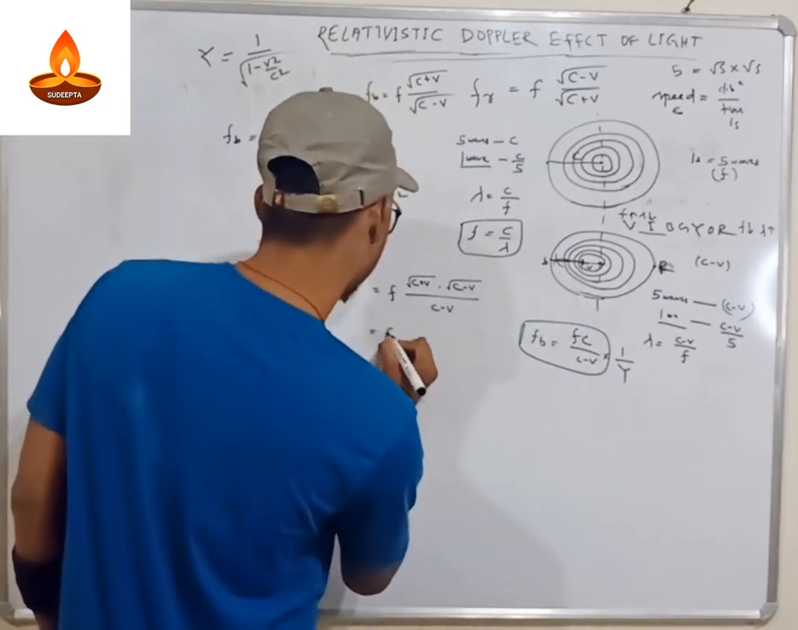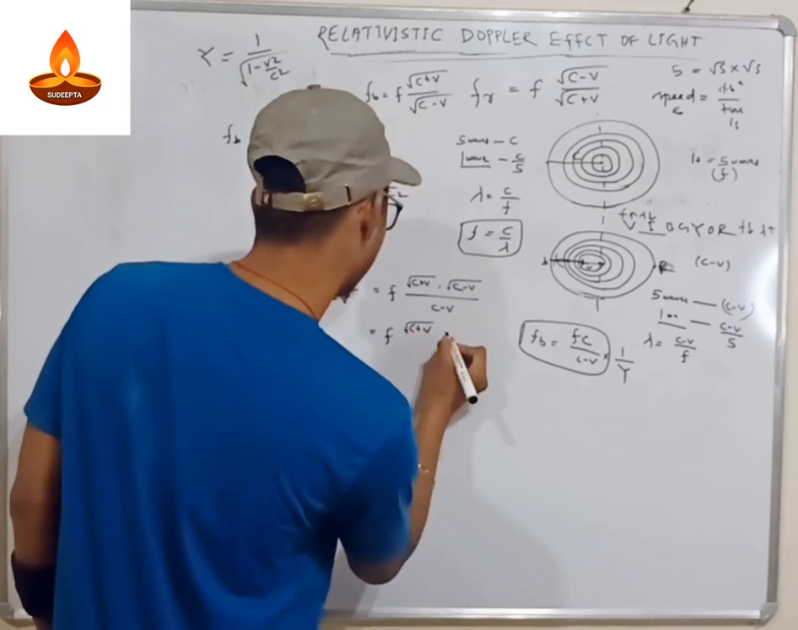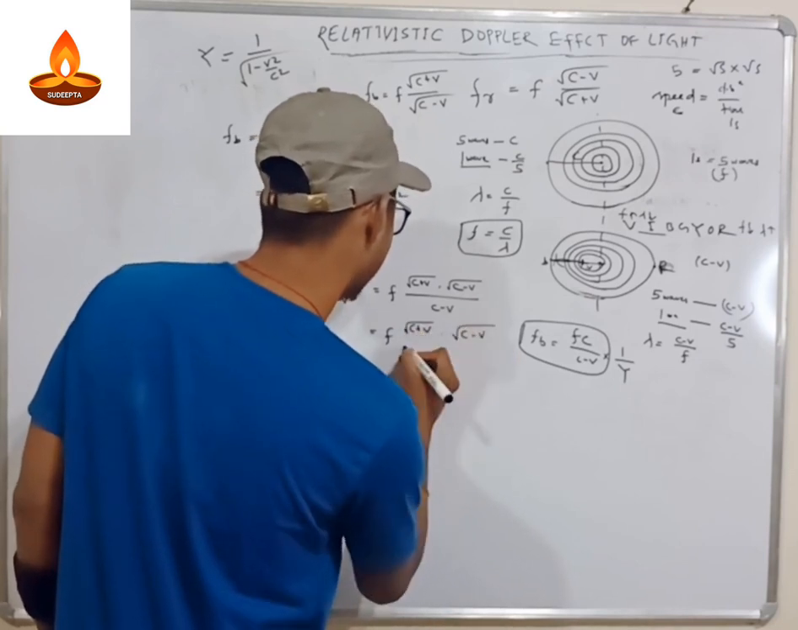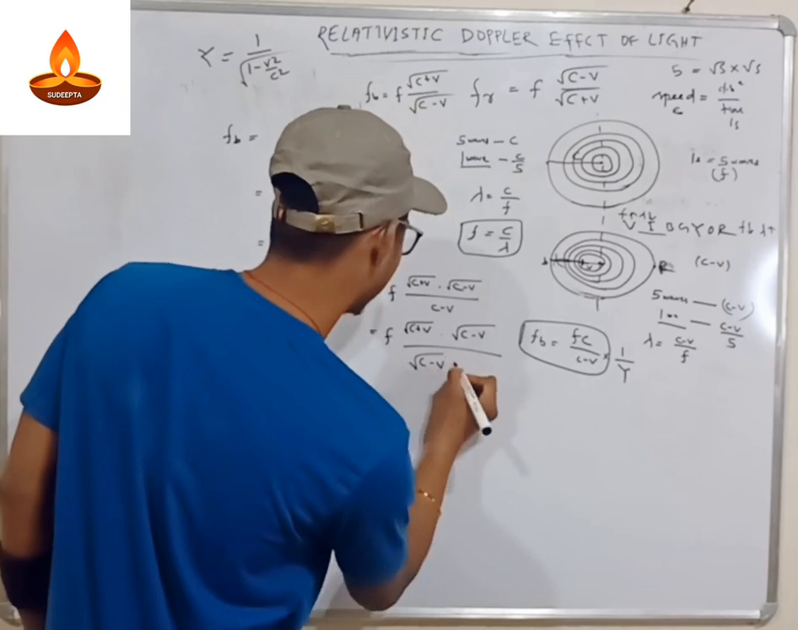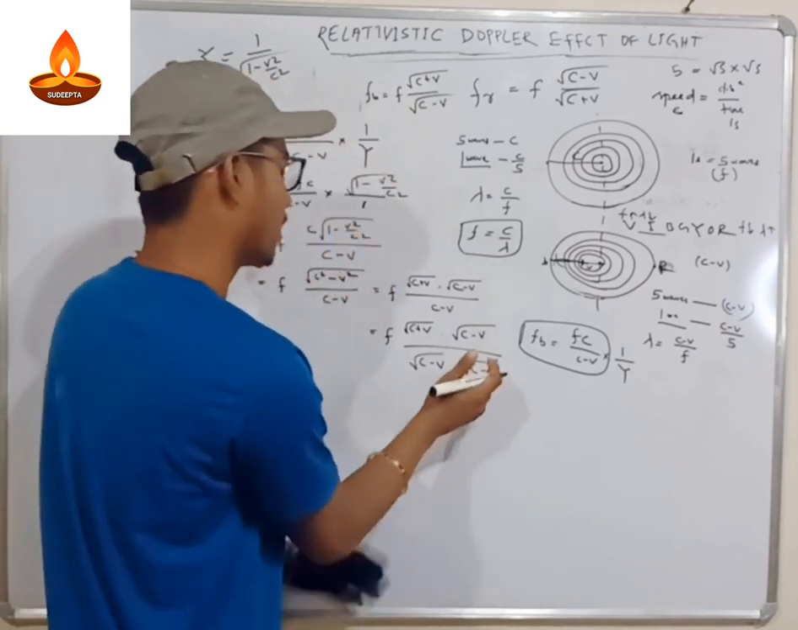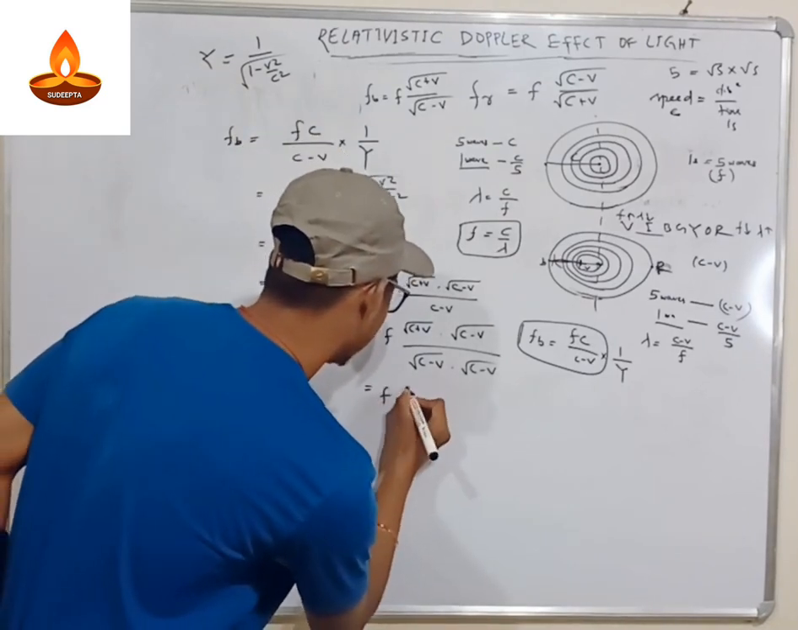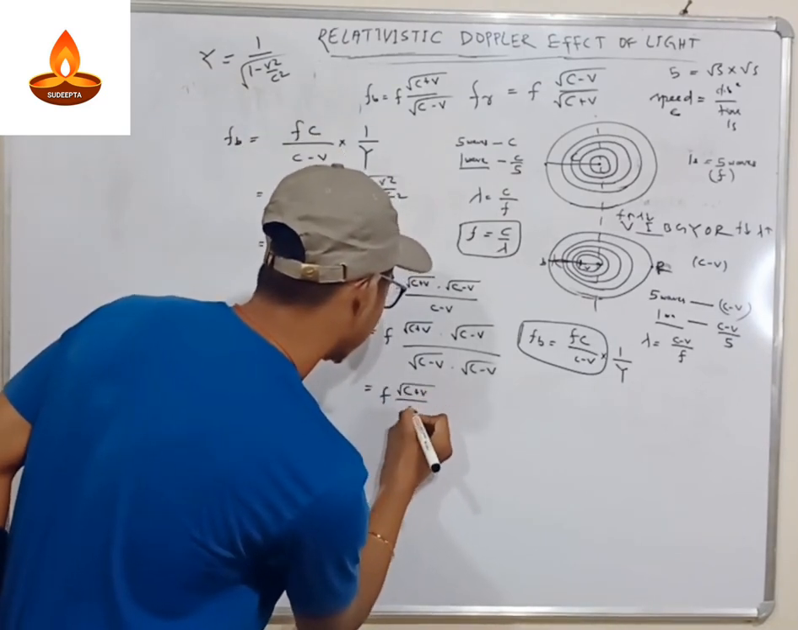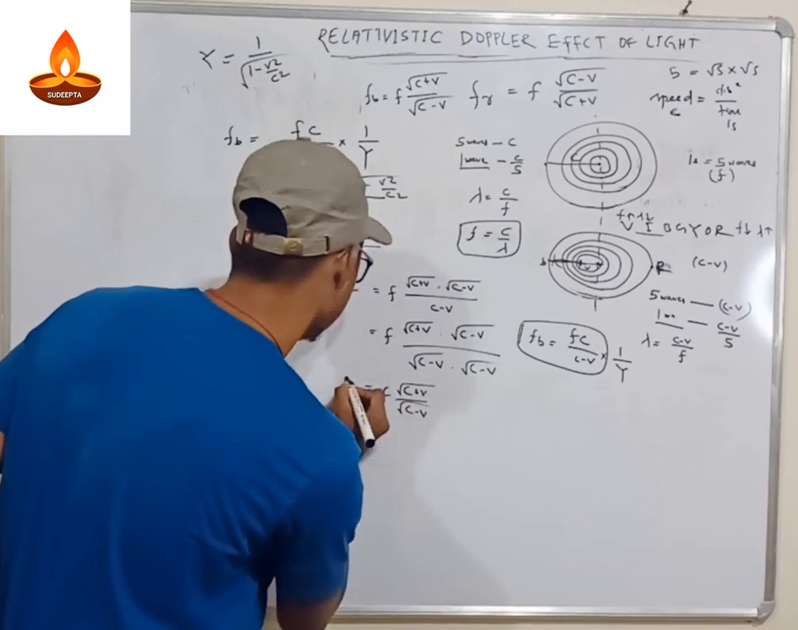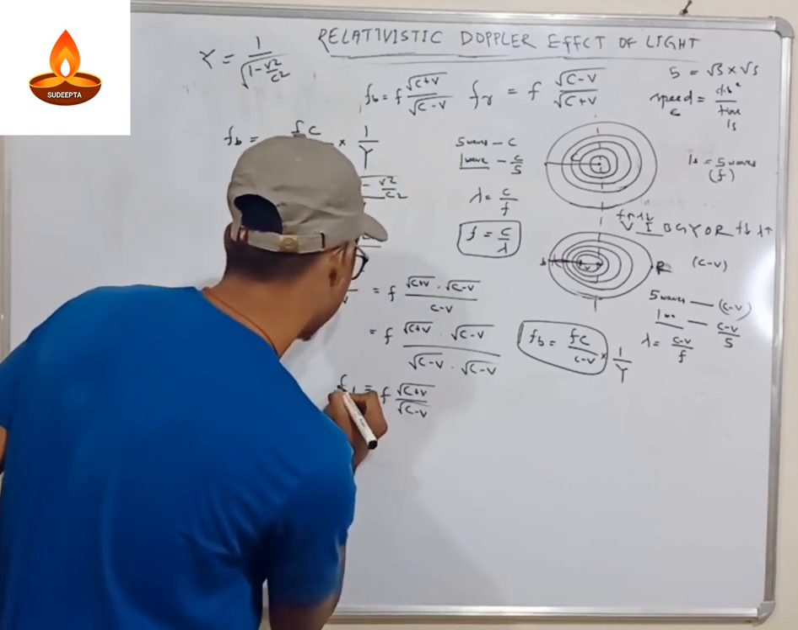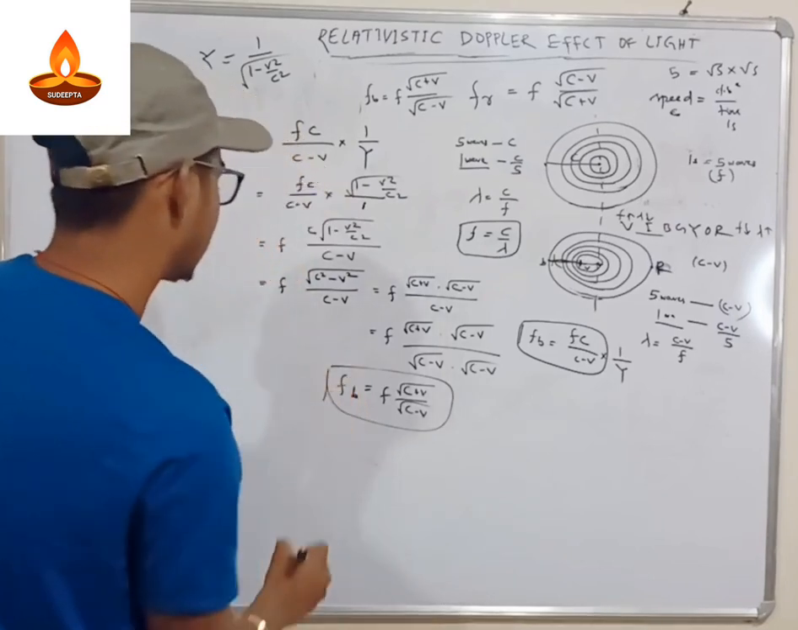So it will be f root over c plus b multiplied by root over c minus b, upon root over c minus b multiplied by root over c minus b. Root over c minus b will cancel out. Okay, this will be cancelled out. So how much will it be? F root over c plus b upon root over c minus b. That is fb is equal to this. We got this point.